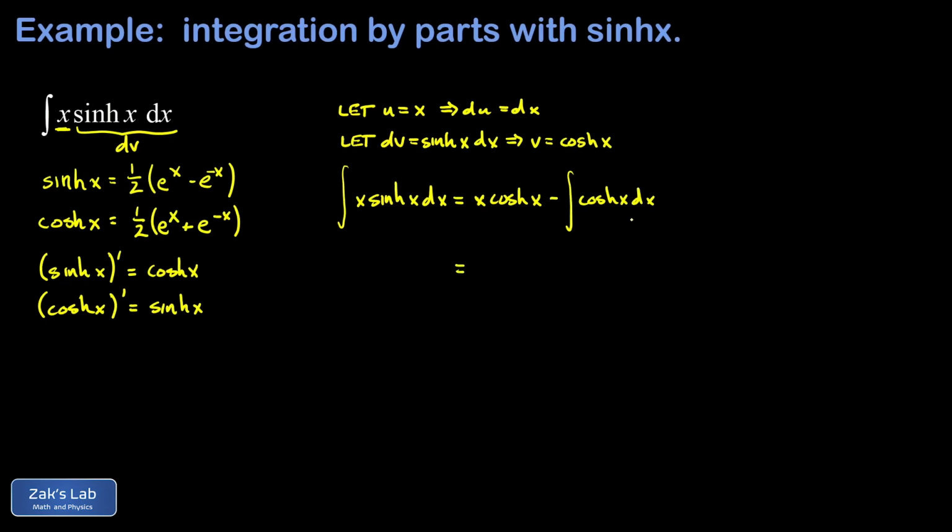Again, we know what the antiderivative of the cosh function is. That's just the sinh function. So I end up with x cosh x minus sinh x. Don't forget the additive constant. This was an indefinite integral, so I put a plus c on there, and we're done.